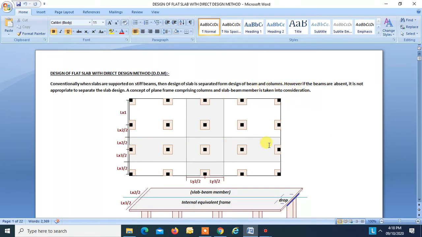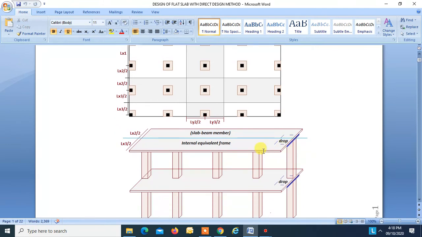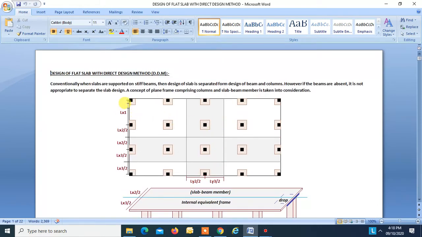This is a slab beam member. This is the plan of a flat slab. This is slab beam member in east-west direction. This is slab beam member in north-south direction. Okay. When we make a longitudinal section over here, then we will get elevation something like this, and in that case, this is known as equivalent frame. Okay, this is an internal equivalent frame. Okay, if you take the exterior columns, then that will give you an exterior equivalent frame.